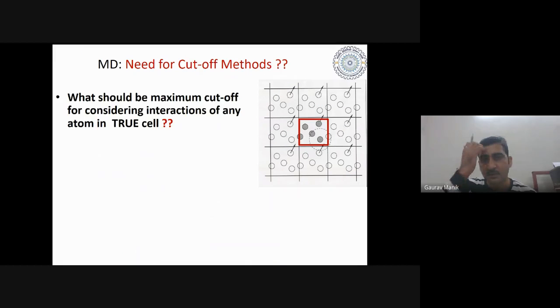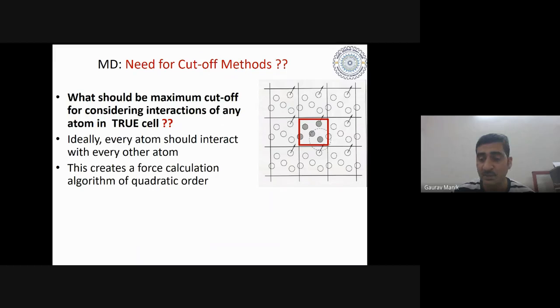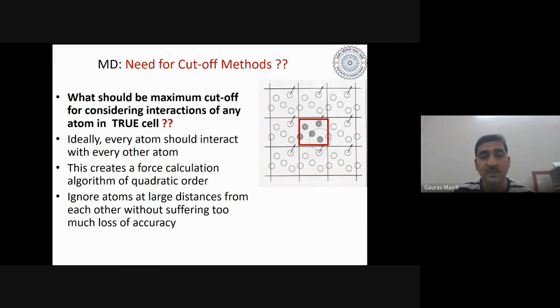So why is there a need for cutoff methods? A question could be what should be the maximum cutoff for considering the interactions of any atoms in the cell. Ideally, every atom should interact with every other atom, but this creates a force calculation algorithm of quadratic order. So that means if there are three atoms, then the number of calculations could be three squared and so on. However, we ignore the atoms at large distances from each other without suffering too much loss of accuracy. So a very minimal loss of accuracy helps reduce the number of calculations that we have to do.